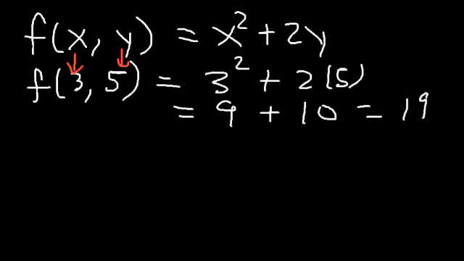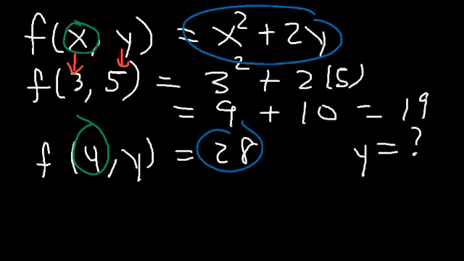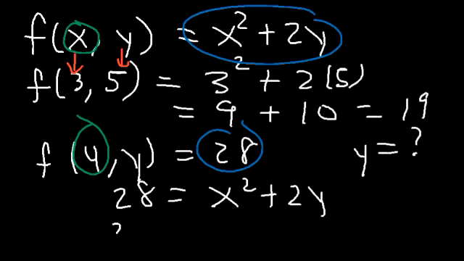But now let's say f of 4 comma y is equal to 28. What is the value of y? So notice that in this problem, x is equal to 4, and the entire function is equal to 28. So we can say that 28 equals x squared plus 2y. And we know that x is 4, so we can plug in 4 for x. And let's make some space.